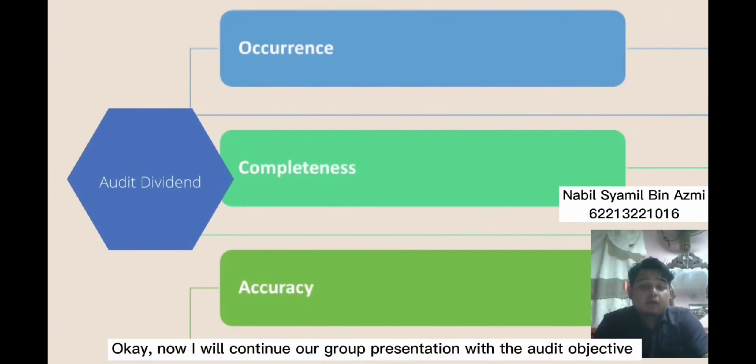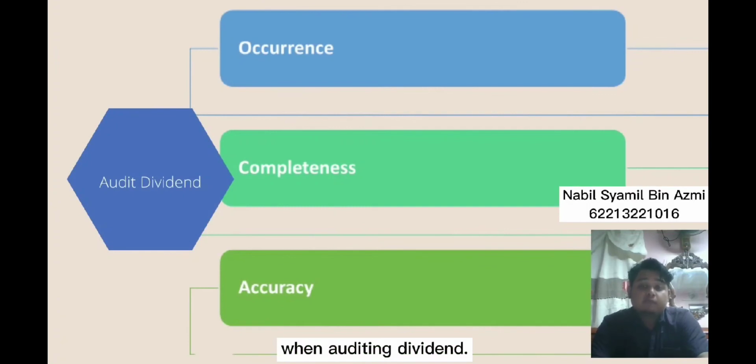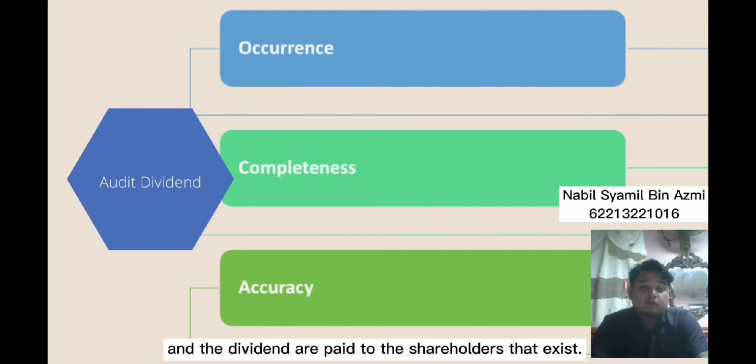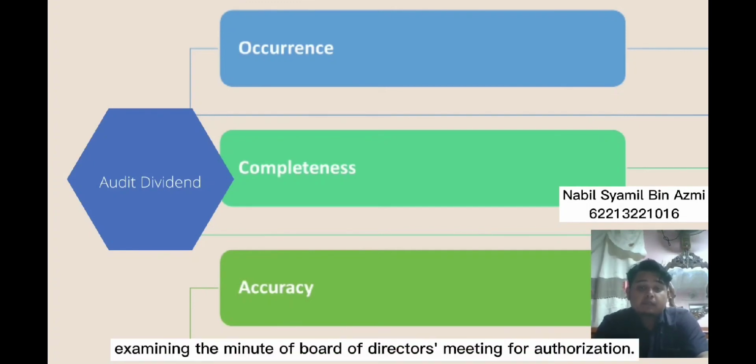Okay, now I will continue our group presentation with the audit objectives when auditing dividend. The first objective is occurrence. This is to ensure that the recorded dividend has occurred and the dividends are paid to the shareholders that exist. Auditor can verify the occurrence of recorded dividend by examining the minutes of board of directors meeting for authorization.